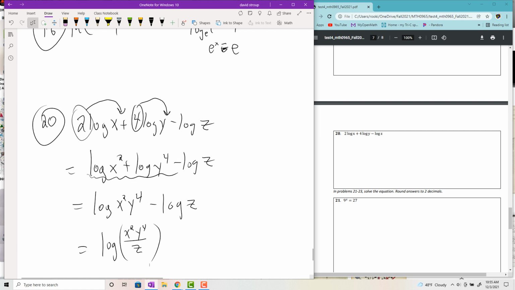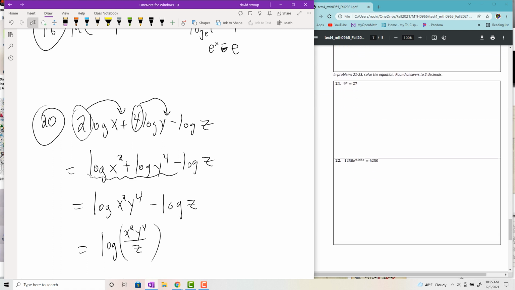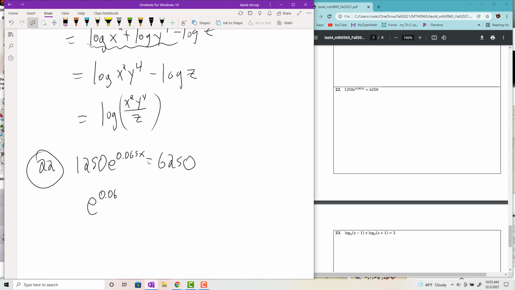Okay, from there you had exponential and log equations. So let's look at 22. So 1250 e to the 0.065x equals 6250. And so divide both sides by 1250. Get e to the 0.065x equals 625 over 125. You can cancel the zeros.